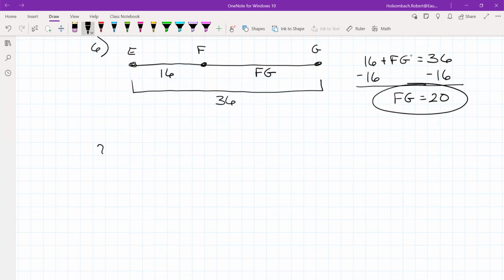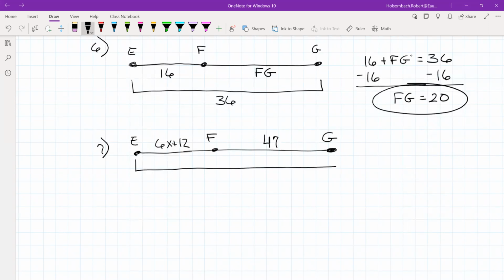Problem number 7. Same line. We got E, F, and G on it again. E to F is 6x plus 12. F to G is 47. EG, the entire piece, is 167.